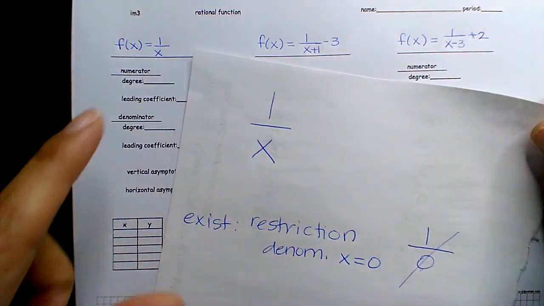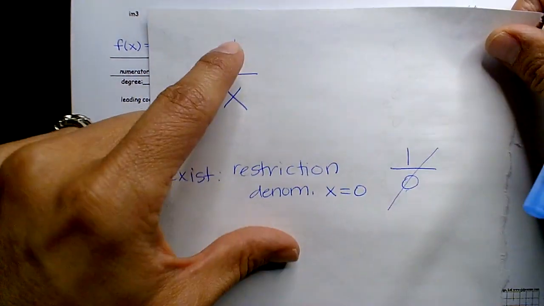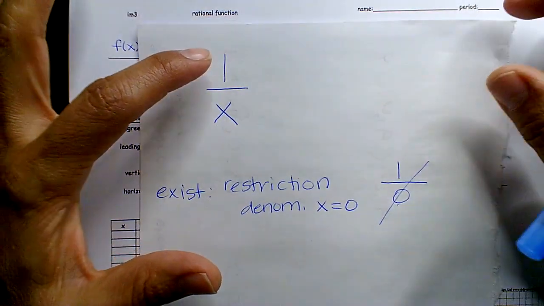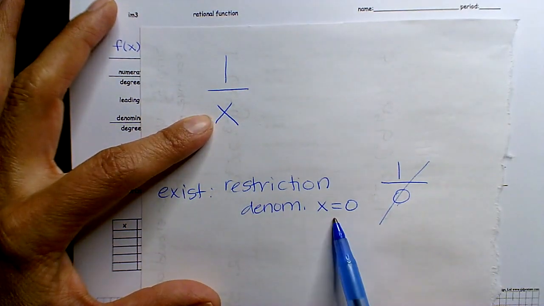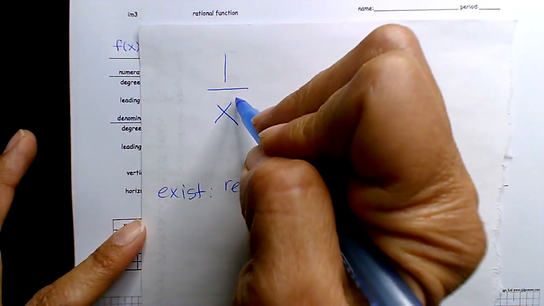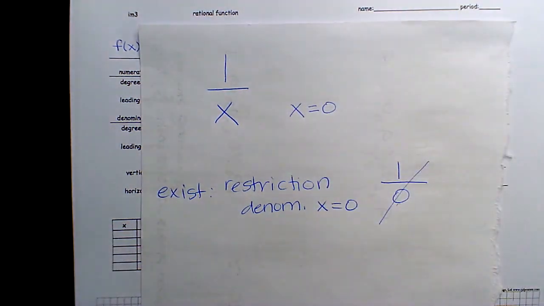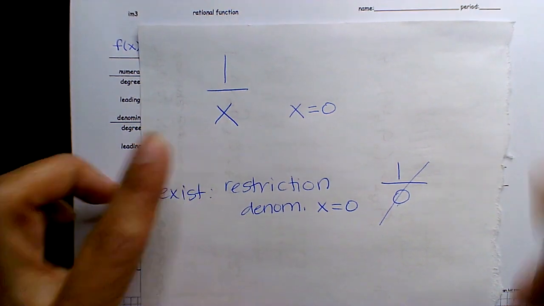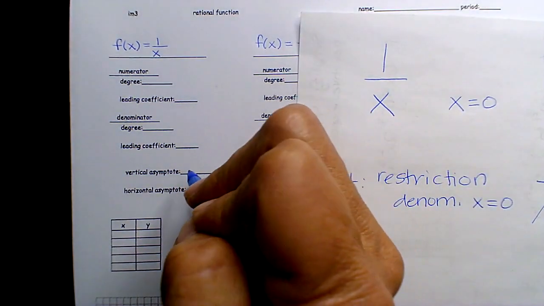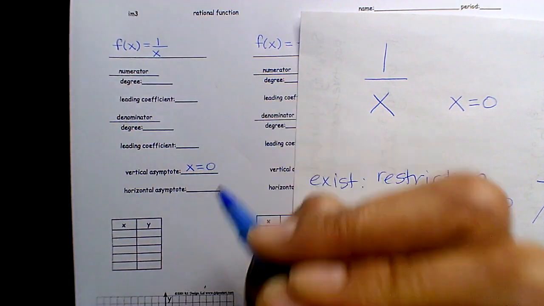Okay, so if I have this rational expression or function, 1 over x, my denominator is x, right? So if I pull x out and set it equal to 0, that just means x is equal to 0. So in this case, my vertical asymptote is at x equals 0.